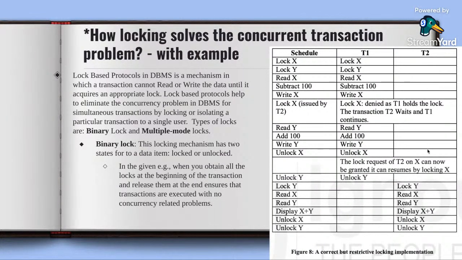And then similarly for T2. It acquired a lock on X. It didn't start the transaction here. Notice it is not starting the transaction. It is locking Y also. Once it locked both of them, then it's going to start performing operations and finally unlock both of them together. So that's your binary lock.